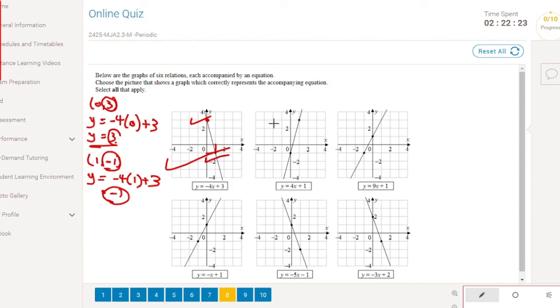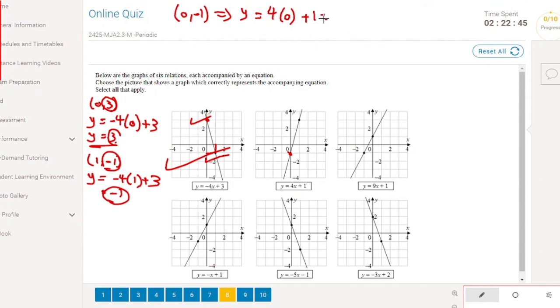Now let's take the second graph. I have the first point, 0 and minus 1. So we'll say 0 and minus 1 will be, so y equals 4 multiplied by 0 minus 1 plus 1.